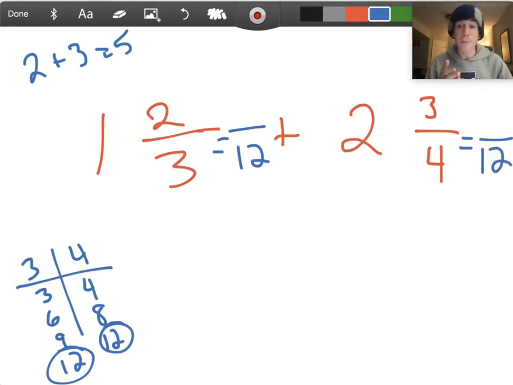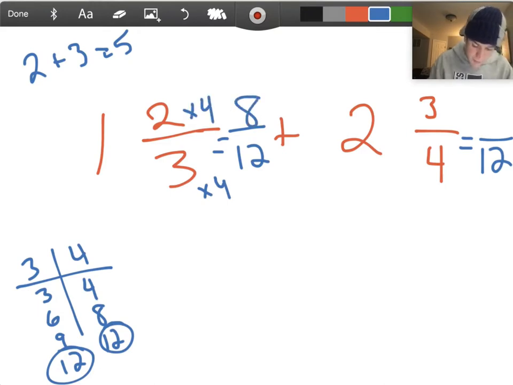Again, a 12th is a fourth of a third, so I'm going to multiply by 4. 3 times 4 is 12. Do the same to the top. You get 2/3 is 8/12. That's the same fraction as before. And a 12th is a third of a fourth, so I'm going to multiply by 3. 3 times 4 is 12. 3 times 3 is 9.